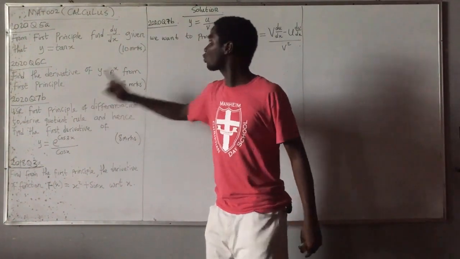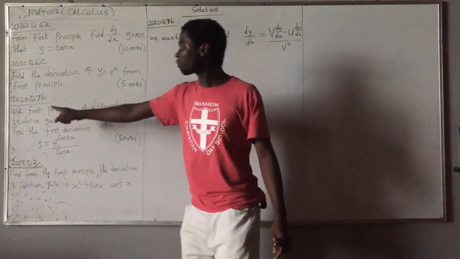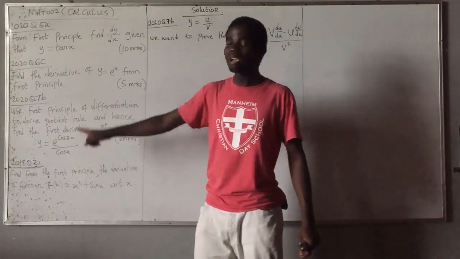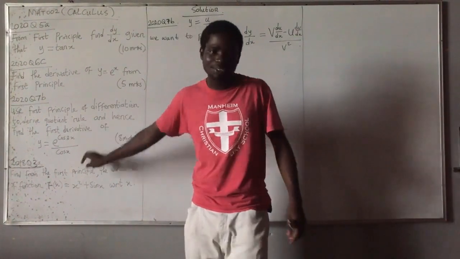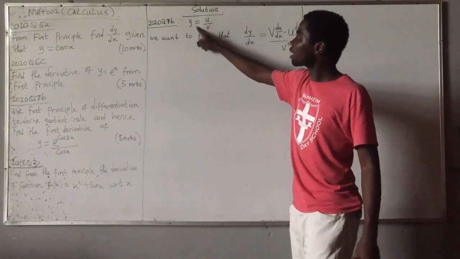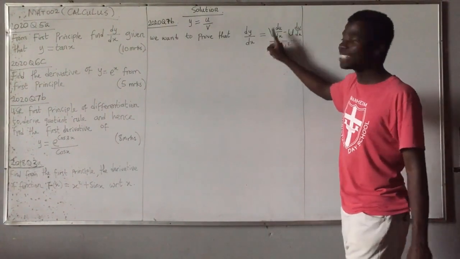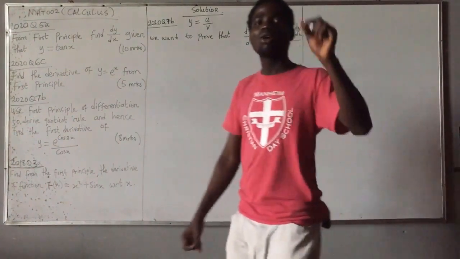So now let's do the 2020 question 7b, which is 8 marks. They say use first principle of differentiation to derive the quotient rule, and hence find the first derivative of this. This is the quotient rule: if y equal u over v, then dy/dx is v du/dx minus u dv/dx all over v squared. That is what they call the quotient rule.